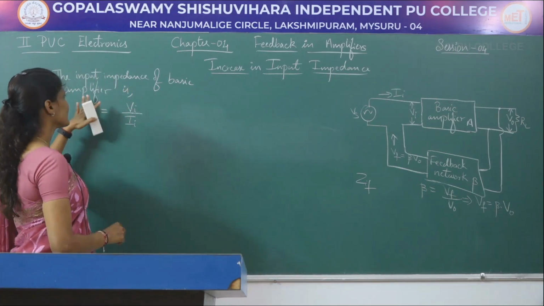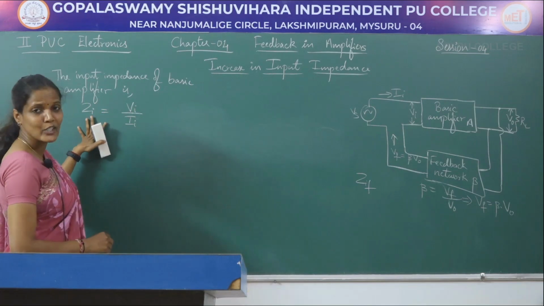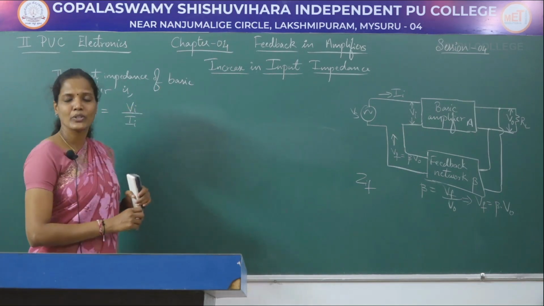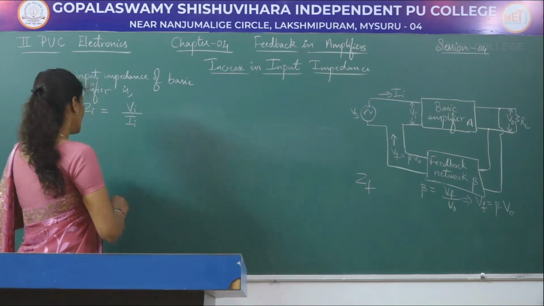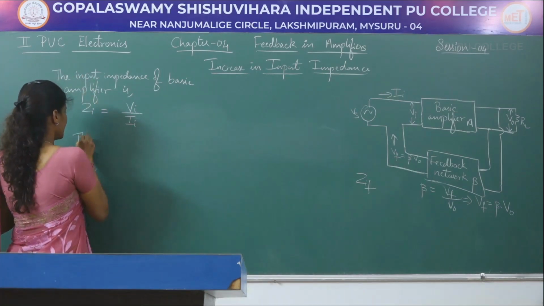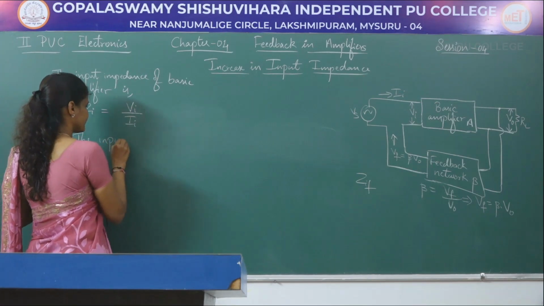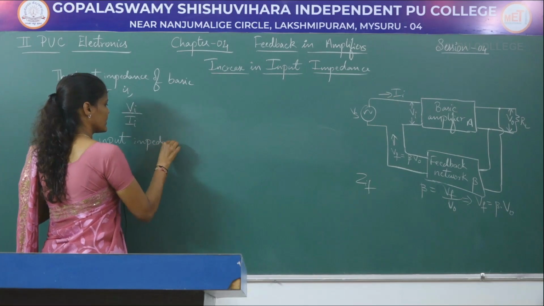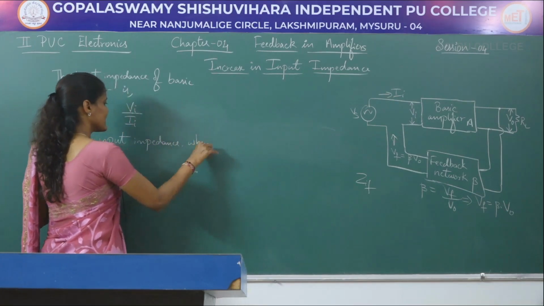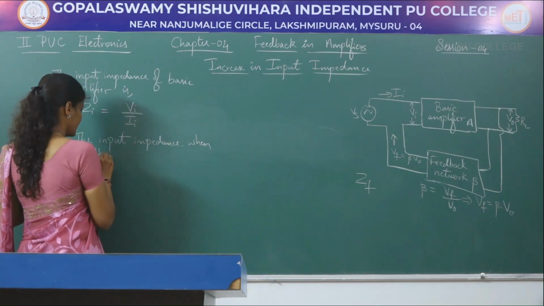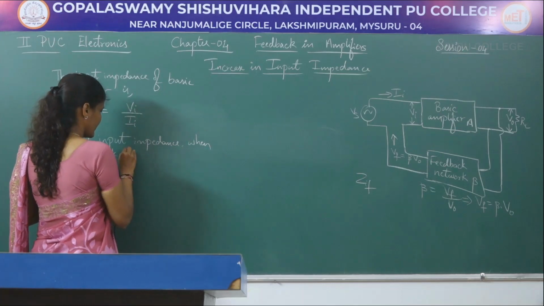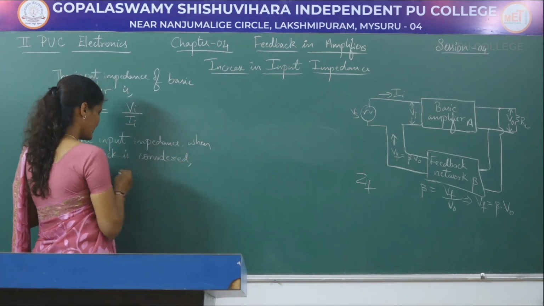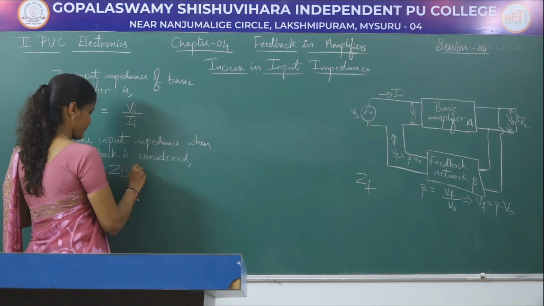So the input impedance of a basic amplifier circuit, which is denoted by Zi, is equal to the ratio of input voltage to the input current. Now the input impedance when feedback is considered will be denoted by ZIF.